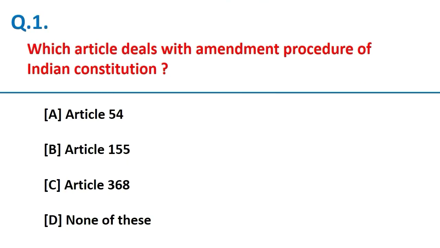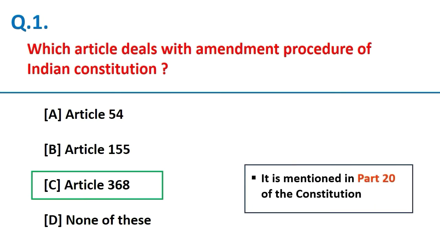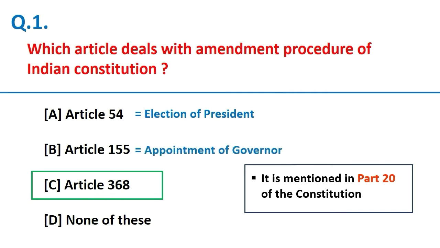Which article deals with amendment procedure of Indian Constitution? Article 368, and it is mentioned in Part 20 of the Constitution. In this way, Article 54 deals with election of President, Article 155 deals with appointment of Governor.